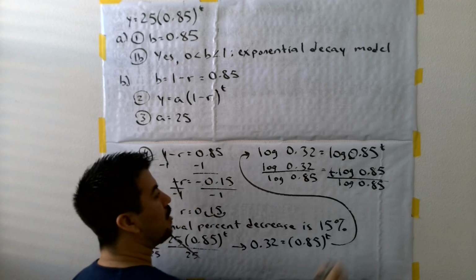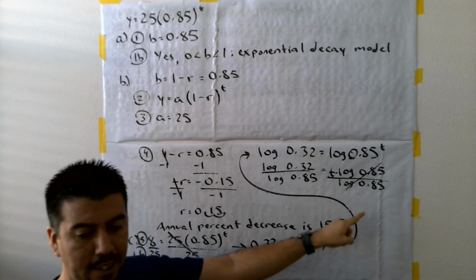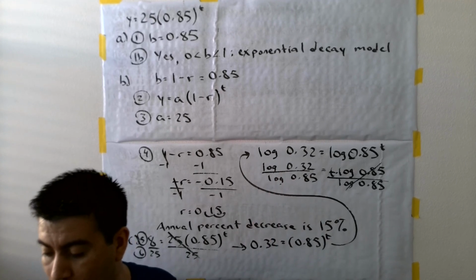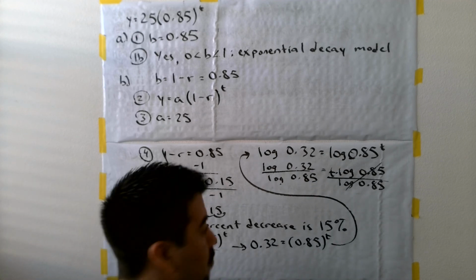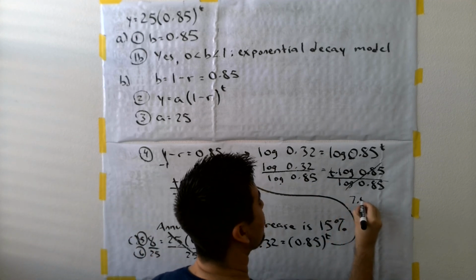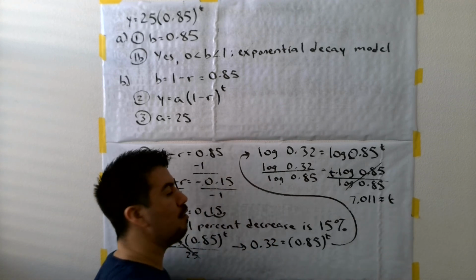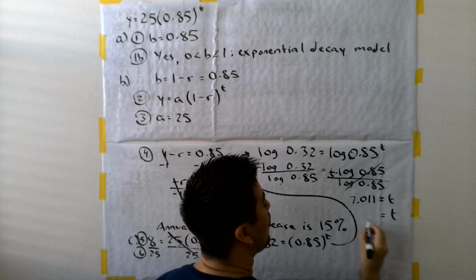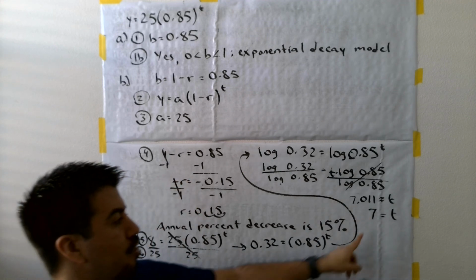By doing that, that gets rid of the log 0.85 on that side, and on this side I can just figure out using a calculator what that will get me. Specifically, I'll get 7.011 is roughly the value of t. Remember, t is supposed to represent years, so I'll approximate it to just 7.